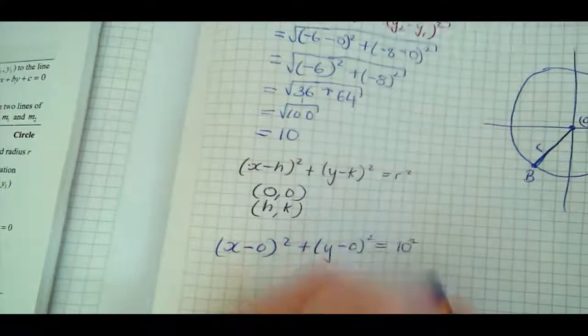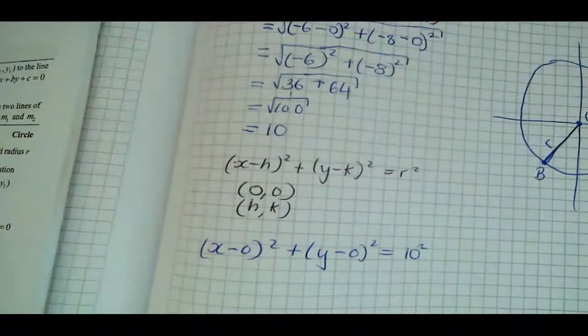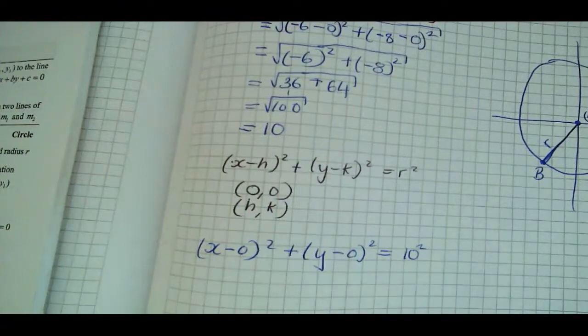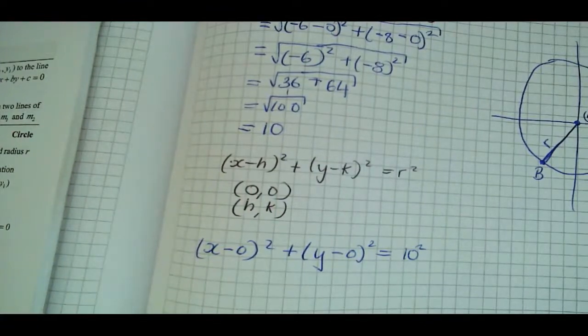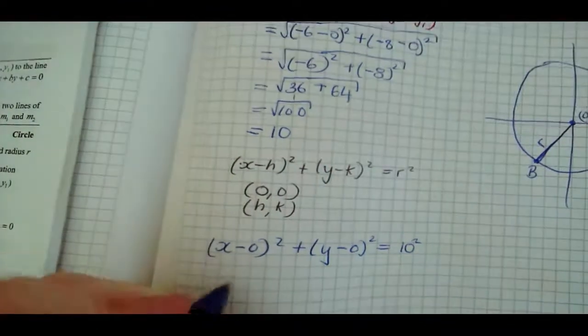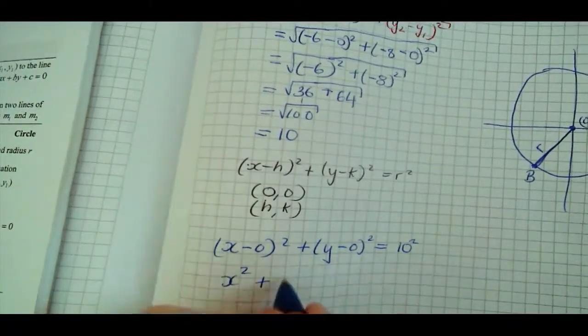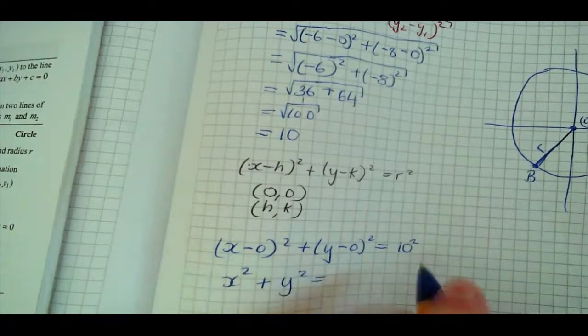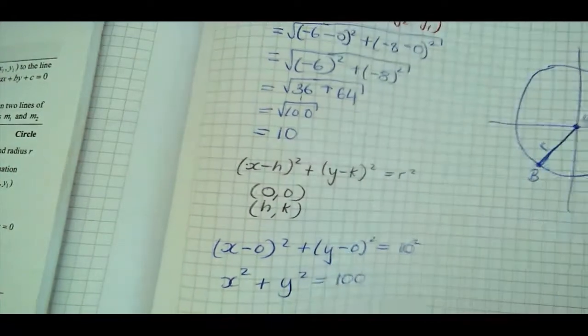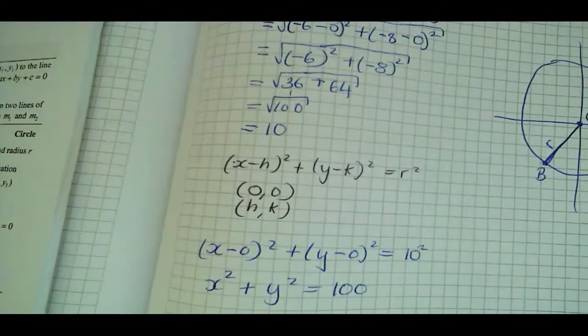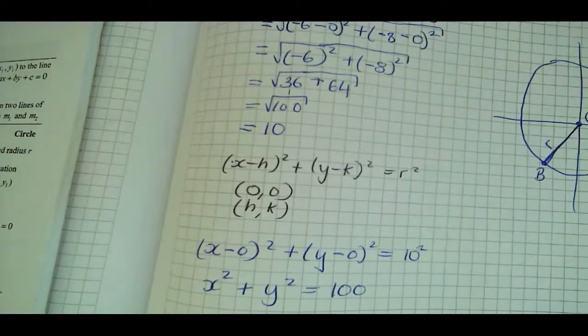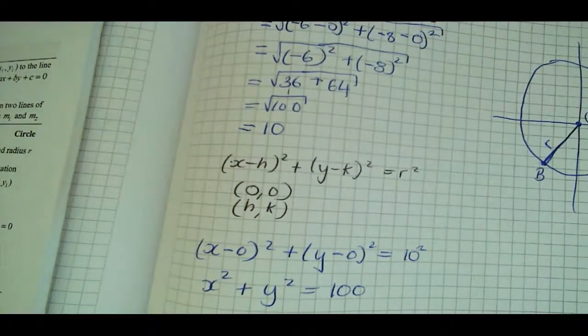And we know that the radius is 10. So x minus 0 then is just x to be squared plus y minus 0 is just y to be squared is equal to 10 squared, which is 100. So that's the equation of the circle there. And that's that question done.